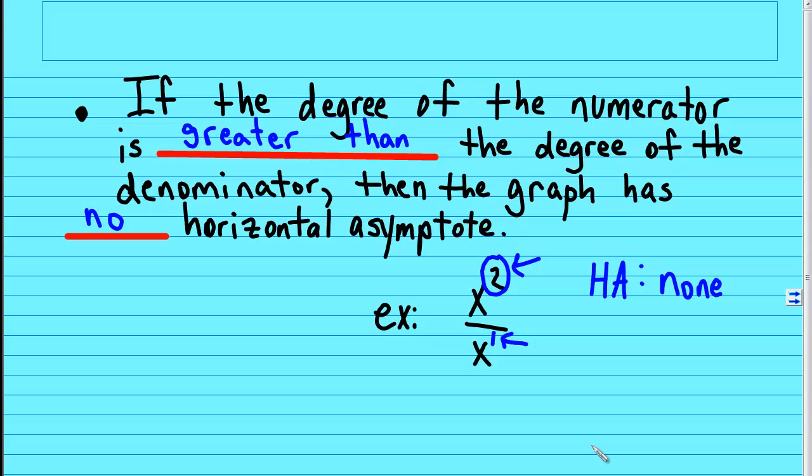If the degree of the numerator is greater than the degree of the denominator, then the graph has no horizontal asymptote. Here, my numerator degree is 2, my denominator degree is 1. My numerator degree is greater than the degree of my denominator. I have no horizontal asymptote.